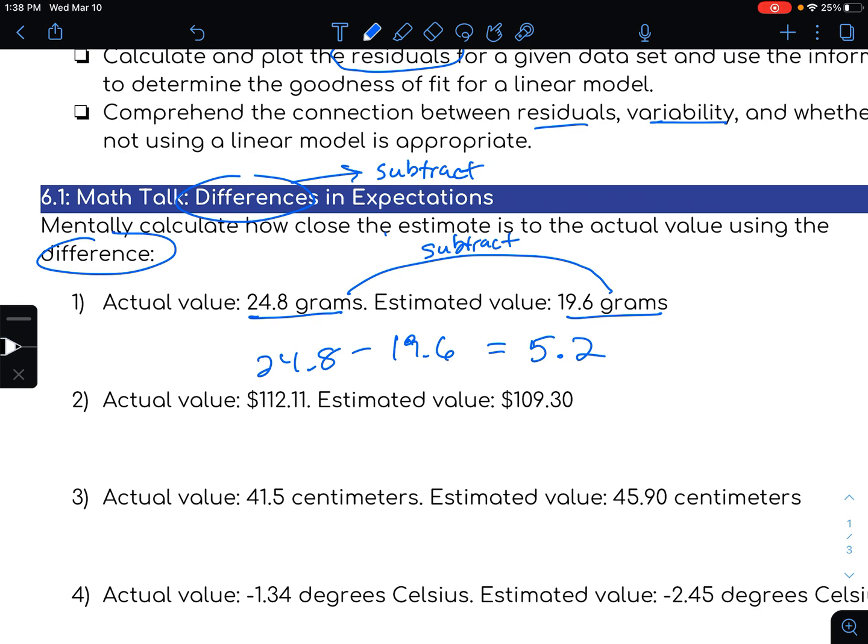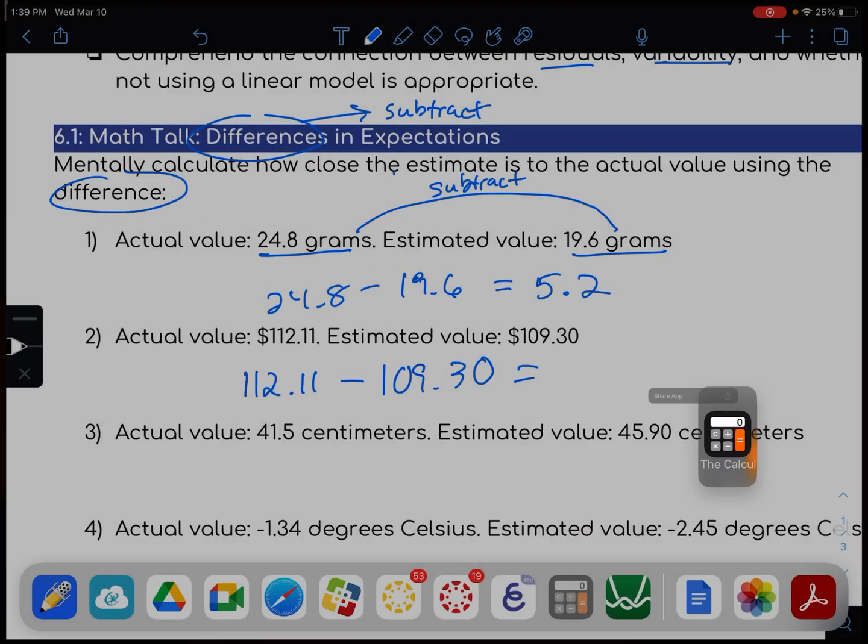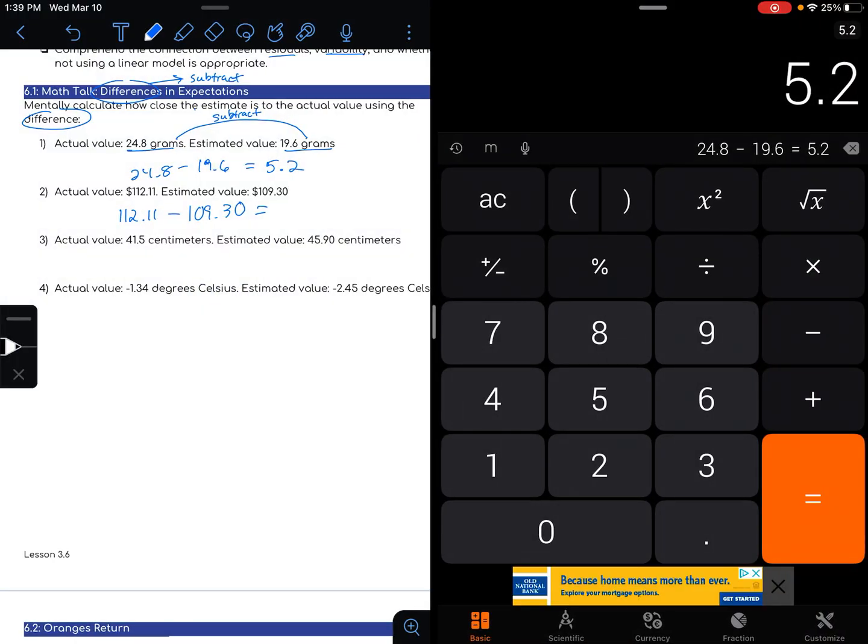All right, so actual value of $112.11 and $109.30. I'm looking at that, and it's roughly a $3 difference there. And so let's grab our calculator and do that. So that's a rough estimate, and we could get a little bit more precise with our estimate too if we really challenge ourselves. But let's just go ahead and subtract the two values.